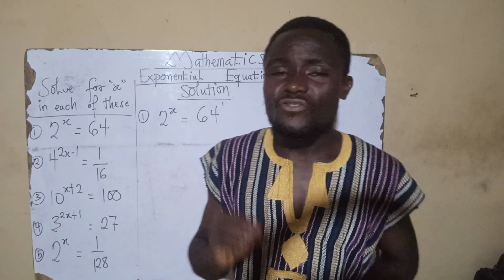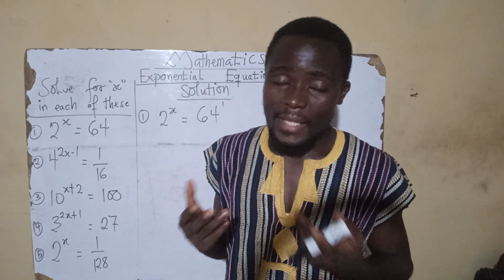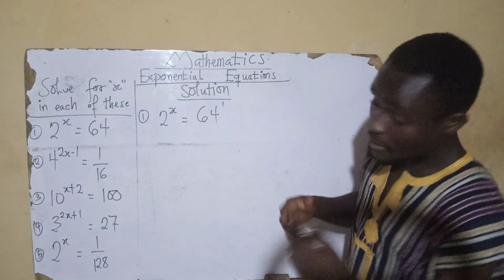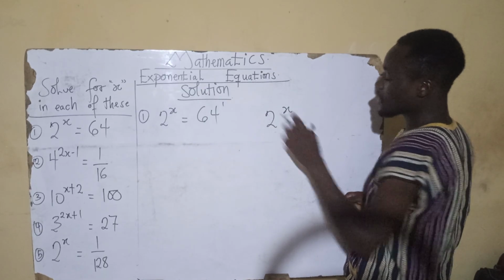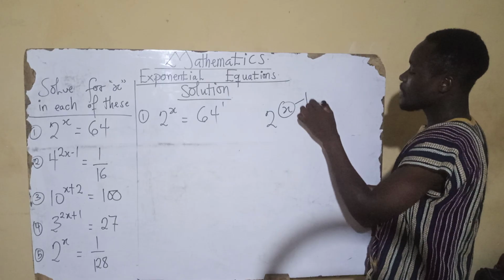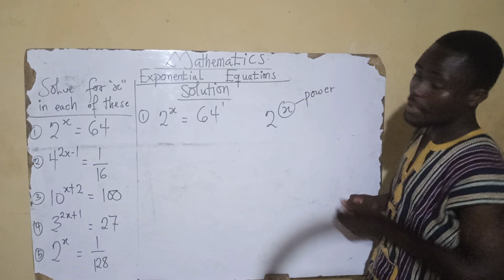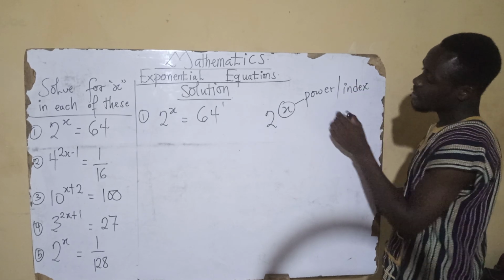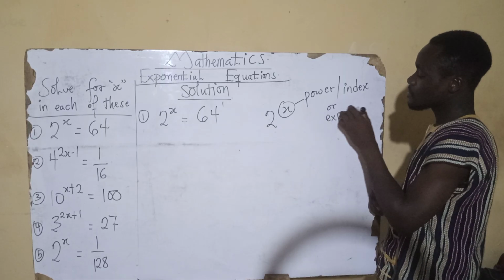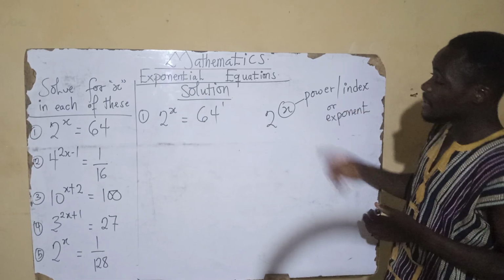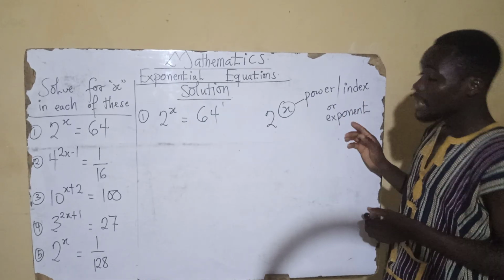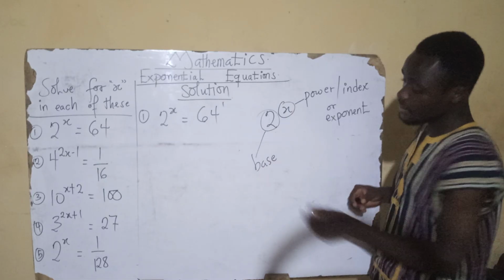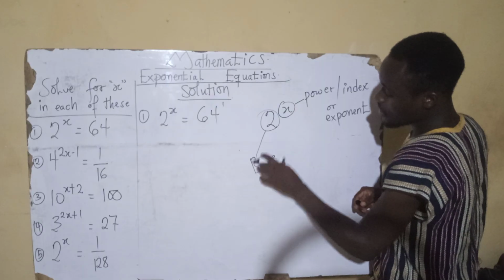To find the value of x, the idea of indices, the idea of powers of numbers, states that we have to make sure that the bases are the same. When we talk about bases and indices, we are referring to this. When we have this in mathematics, what we have here becomes the power, or the index, or some people say the exponent. And this 2 that we have here becomes the base.